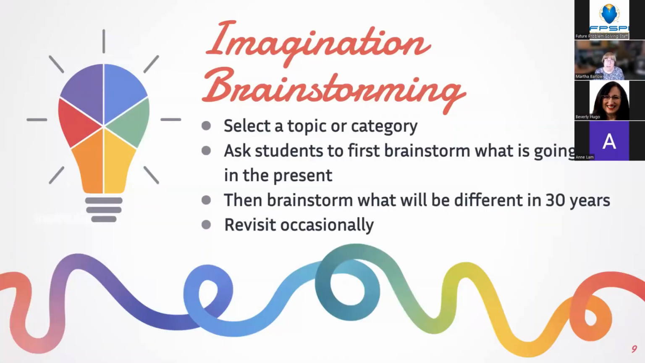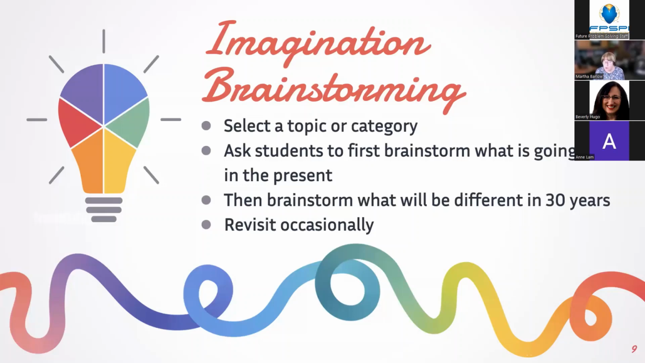Here's one called imagination brainstorming. Either select a topic or a category, and ask students to first brainstorm what's going on in the present, and then brainstorm what will be different in 30 years. And then revisit that occasionally: now that we've studied more about this topic, or this category within this topic, do you have additional ideas of what might be different?